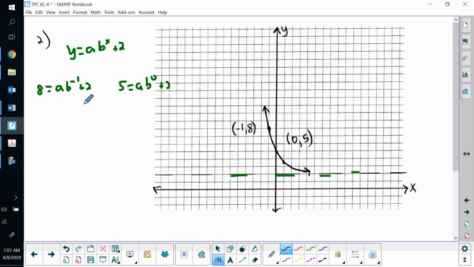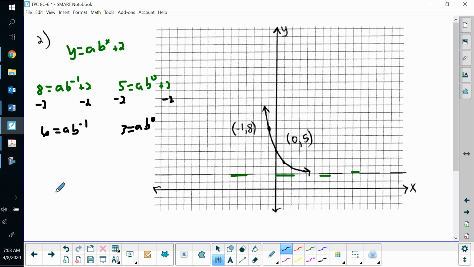First thing we need to do is get rid of that value that's added or subtracted on the end. So we'll have to subtract 2 from both sides. So this will give us 6 equals a times b to the -1, and 3 equals a times b to the 0. And now we're right back to where we were with the previous task.